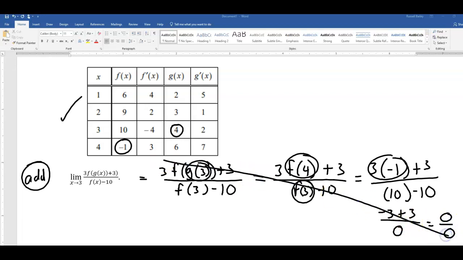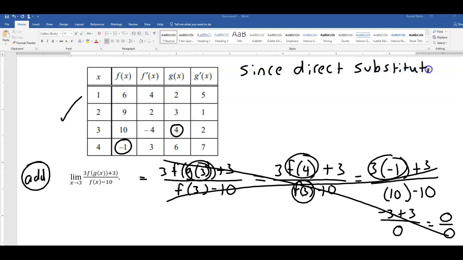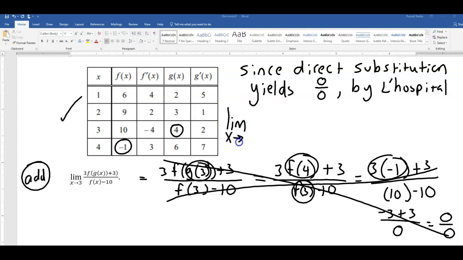So I'm going to go ahead and cross all that off, and we're going to say, since direct substitution yields 0 over 0, by L'Hopital, the limit as x approaches 3 of our original expression is going to be equal to the limit as x approaches 3 of the derivative.